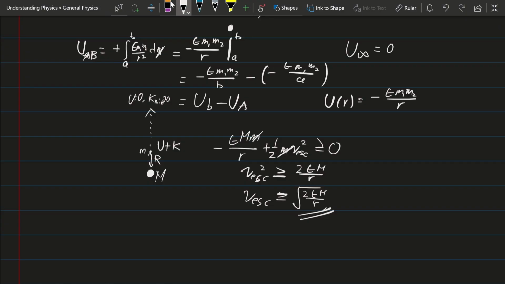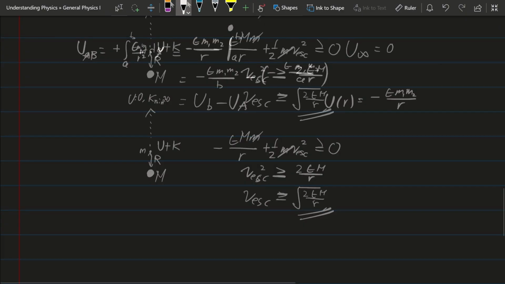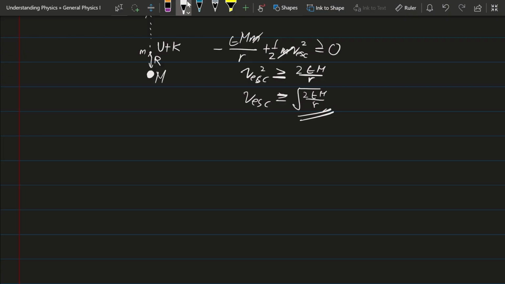And so this is one thing that you need to remember, because this is used in lots of different applications. So we have talked about the escape velocity as well as the gravitational potential energy. Now we should also try to discuss a little bit about the energy in a circular orbit.